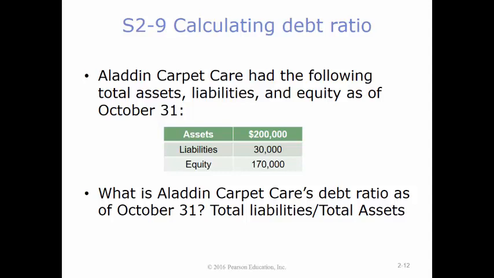Well, the debt ratio is determined by taking your total liabilities and dividing those by your total assets. So in this case, the debt ratio would be the $30,000 of liabilities divided by the $200,000 of assets, and that is equal to 15%. And this is the conclusion of the presentation of the exercises for Chapter 2.